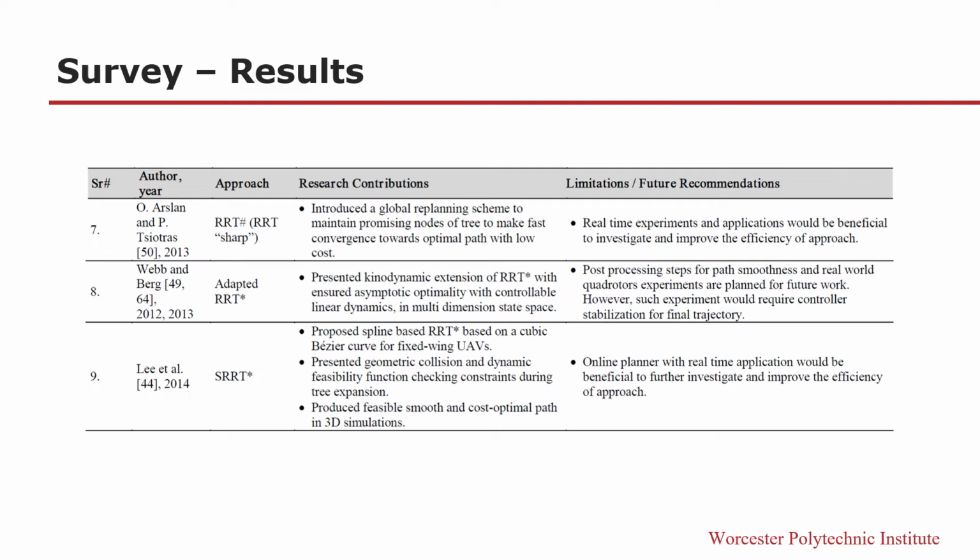RRT-Sharp was developed to address the issue of slow convergence. It used two processes during each iteration, namely exploration and exploitation. Exploration performs the extension process, whereas exploitation uses a global replanning procedure to keep track of promising nodes. Promising nodes are the ones which are good candidates to contribute to the final path with lowest cost. Hence, it achieves fast convergence by expanding the promising nodes towards the goal region and exploiting available node information to the highest degree at each iteration.